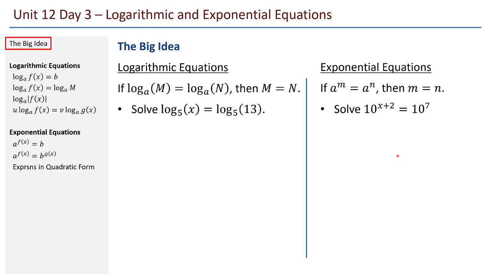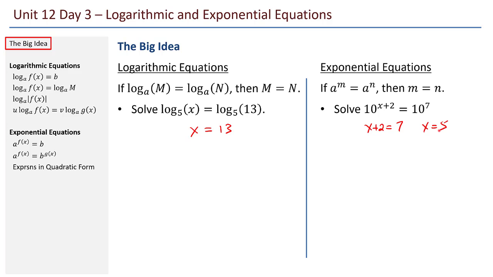There's two basic forms of equations for logarithmic equations and for exponential equations. Basically with logs, if log base a of m is log base a of n, then m equals n. For example, if log base 5 of x equals log base 5 of 13, then I get simply x equals 13. And there's a very simple version with exponential equations. If a to the m equals a to the n, m equals n. So if I have to solve 10 to the x plus 2 equals 10 to the 7, then I get right away x plus 2 equals 7, or x equals 5.